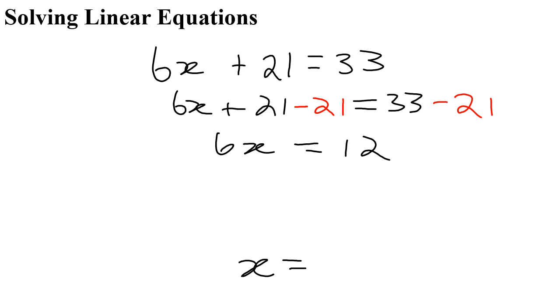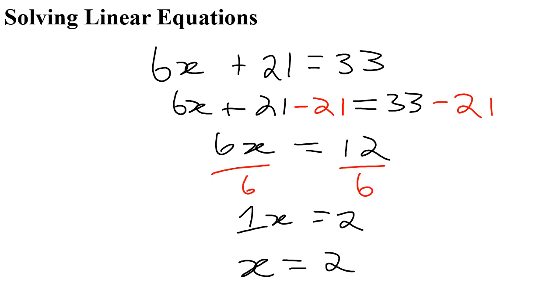Now I can get rid of the 6, and I'm going to do this by dividing both sides by 6. That gives me on the left-hand side, 6 divided by 6 is 1, so that just gives me a 1x, and 12 divided by 6 equals 2. 1x is just x, so I end up with my answer, x equals 2.